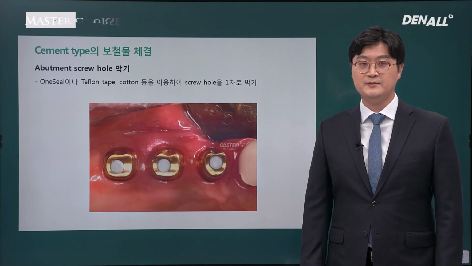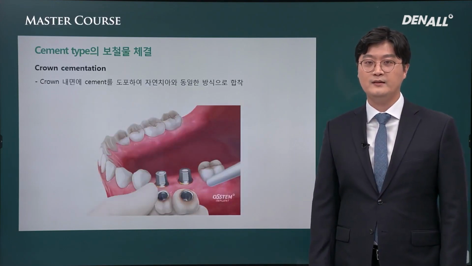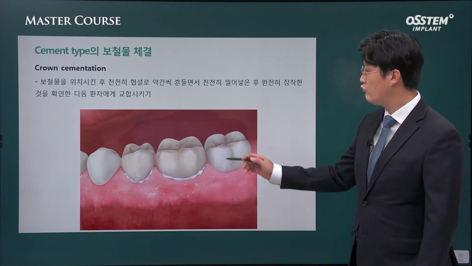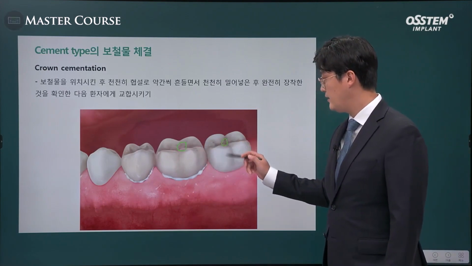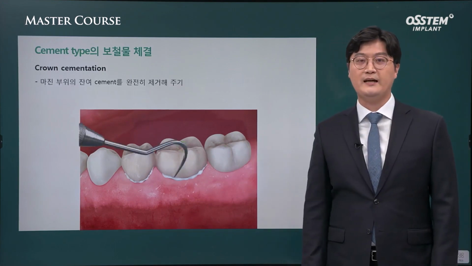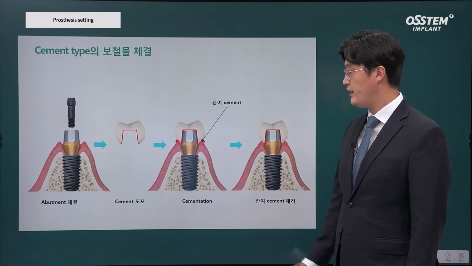In the case of the abutment screw hole, you can use one seal or Teflon tape or cotton pellet, and then do cementation. In the case of cement type, there is no hole, so you need to remove excess cement properly within the oral cavity. If there is excess cement, it can lead to inflammation.